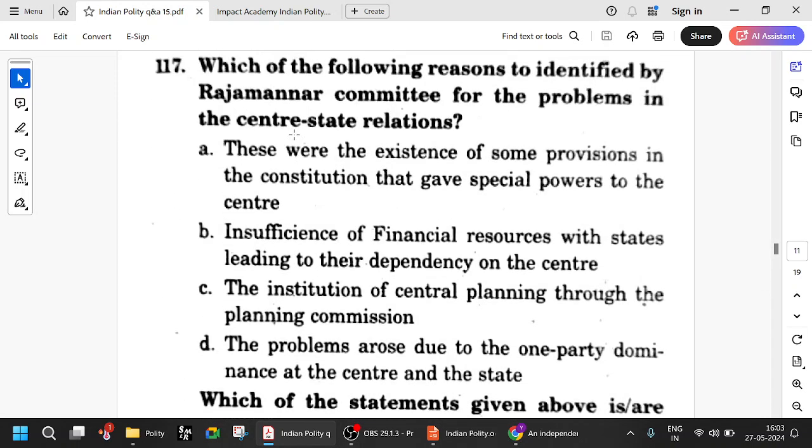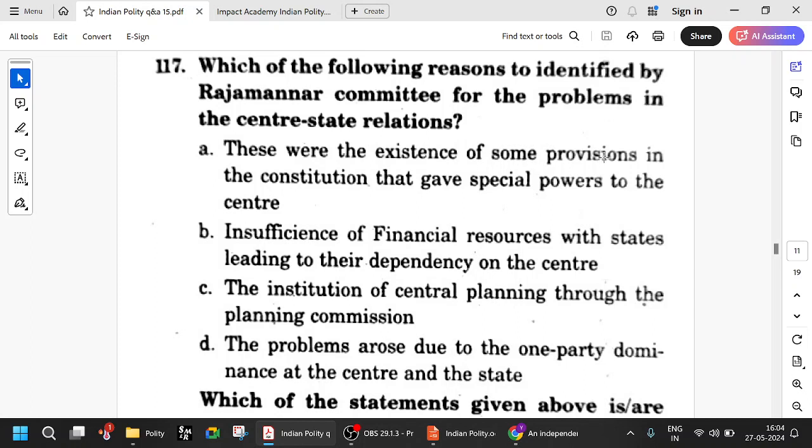So Rajamannar Committee, these were the exact points. So remember the context of the Rajamannar Committee. It was sanctioned by the DMK government of Tamil Nadu. So basically, it's a state government. So obviously, it will say negative things about the center and ask to reduce its powers. Okay. So from that context, read the statements. You will find out which is true, which is wrong.